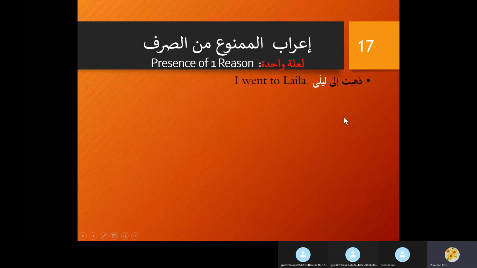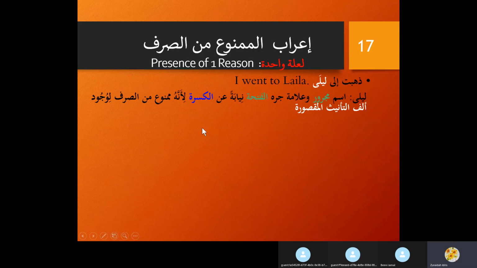But for the time being, we will still use niyabatan, because the original sign is actually kasra, but what we see here is fatha. But the fatha is on the lam. So then we have to explain why, if this is the case, why isn't it the asli? We say that it's mamnu minas-sarf because of the existence of alif ta'nith maqsura. This is alif ta'nith.